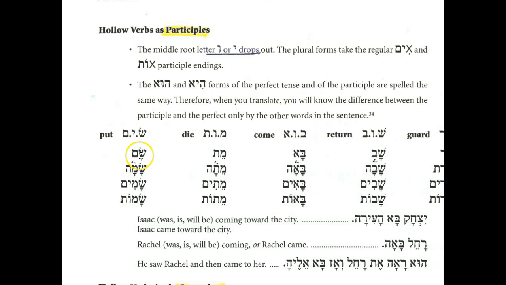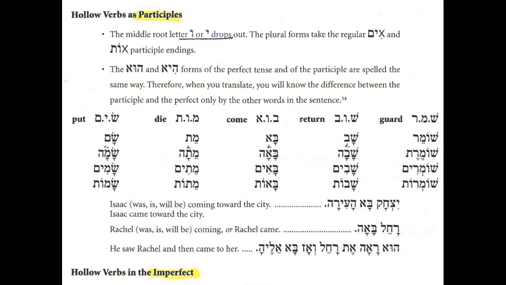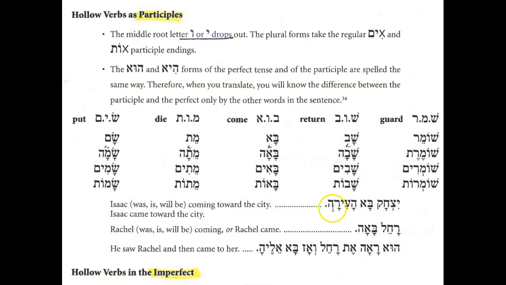If we move on over to page 228, we can see the second place is that in the Qal active participle, the middle radical drops out as well. Instead of shomer, shomeret, shomrim, shomrot, we get shav, shava, shavim, shavot, ba, ba'a, ba'im, ba'ot, met, meta, metim, metot, and sam, sama, samim, samot.